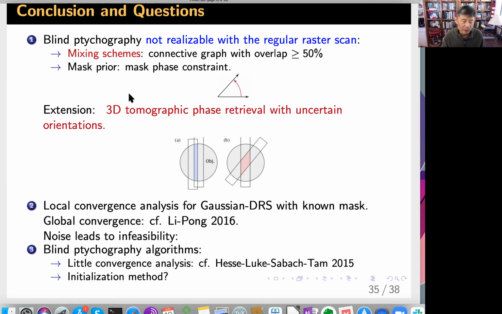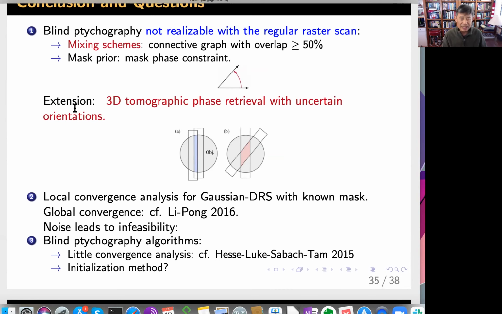Now, how do you extend? We're working on how to extend this to 3D tomographic phase retrieval with uncertain orientation. So it's like if you measure this, the 3D object, different projections, you also have certain overlap, right? So how does one use the overlap, the redundancy that the overlap provides, in order to control the uncertain orientation? Suppose you don't know the orientation precisely. Just like in the case of blind ptychography, I don't know the mask precisely. How do I overcome that with a redundancy of data? So I think that this is a potentially promising direction.